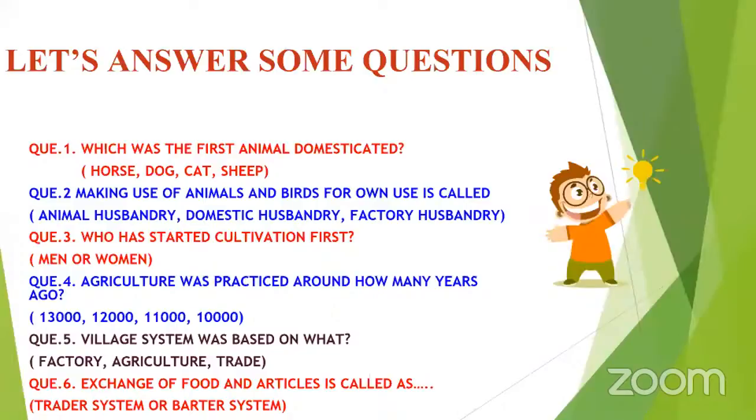Can anyone read? Making use of animals and birds for our own use is called what? Okay, I'm reading out three answers. Animal husbandry, domesticate husbandry, or factory husbandry. What is it called? Animal husbandry. Yes, the right answer is animal husbandry. Very good. Now let's move on to the third question.